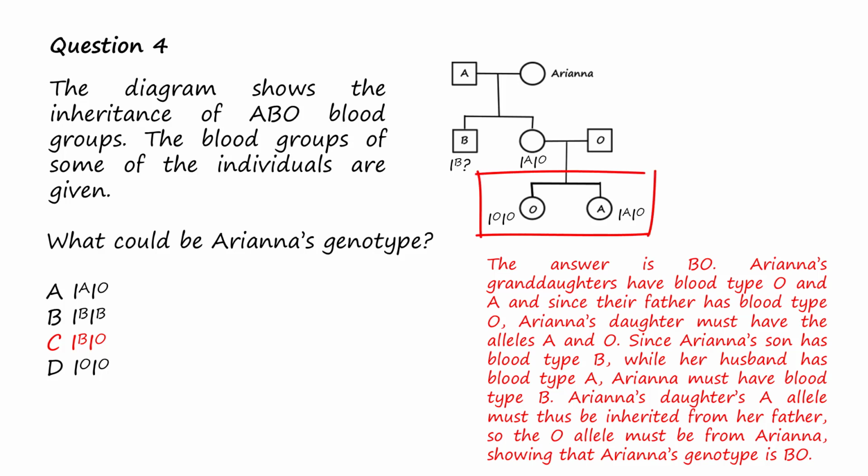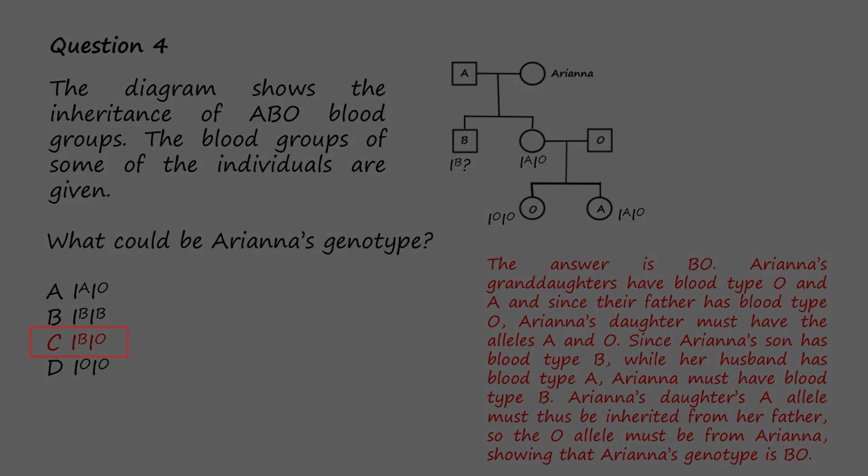As Ariana's granddaughters are blood types O and A, and since their father is blood type O, Ariana's daughter must have the alleles A and O. Also, since Ariana's son has blood type B and her husband has blood type A, Ariana must have blood type B. Ariana's daughter's A allele must thus be inherited from her father, so the O allele must be from Ariana, showing that Ariana's genotype is BO.